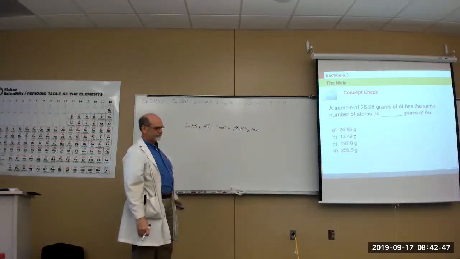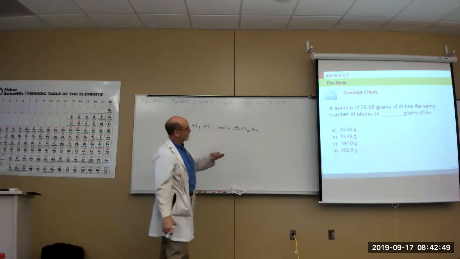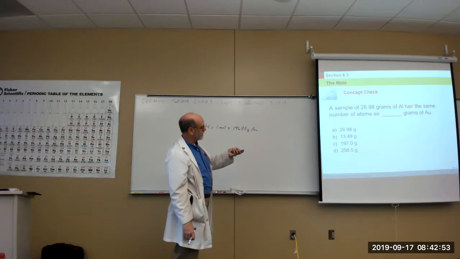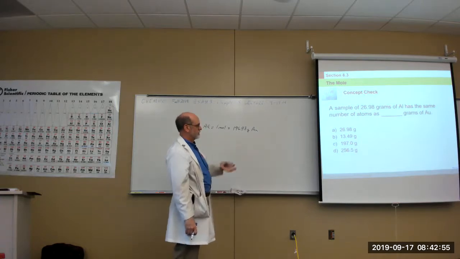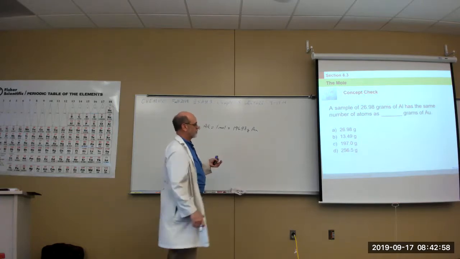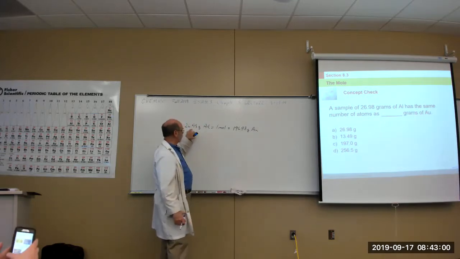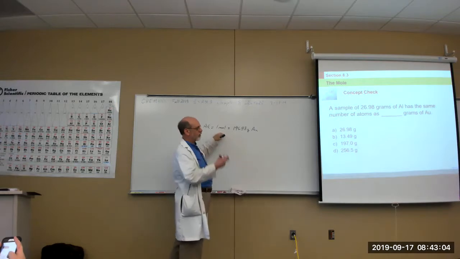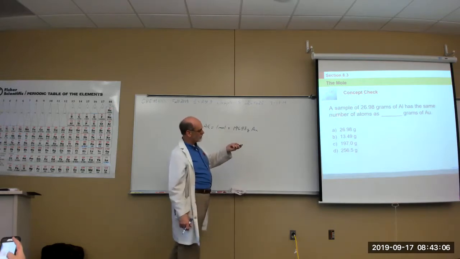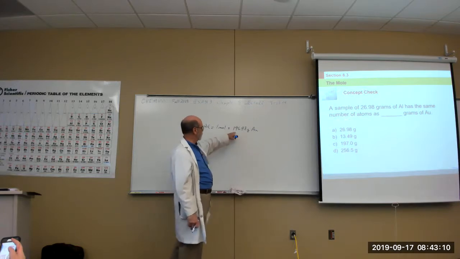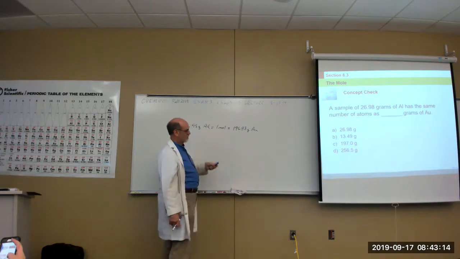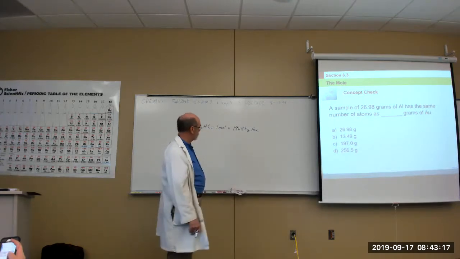Wait, so how did you do that? Well, I just said a sample of 26.98 grams of aluminum has the same number of atoms as whatever. So you say, all right, 26.98 grams of aluminum is equal to 1 mole. So if you have the same number of atoms as aluminum, you got 1 mole. So 1 mole of gold weighs this much. They're all equivalent. How did you find out how much the gold?